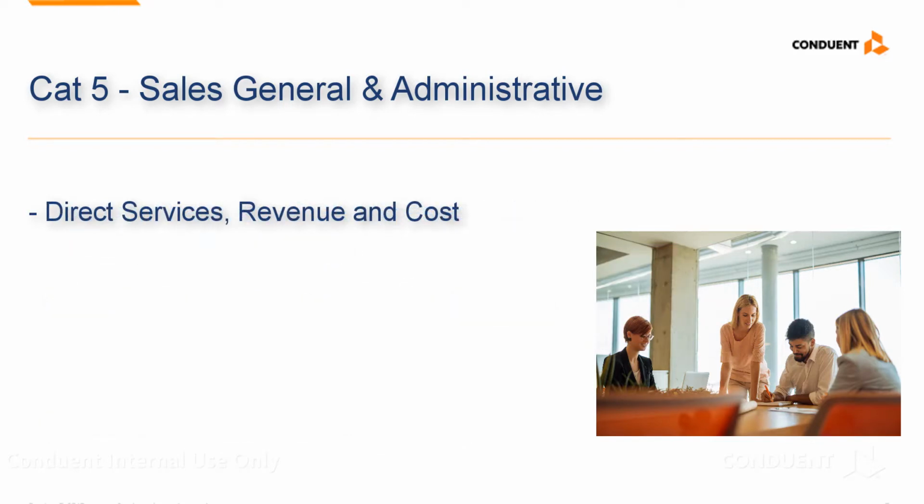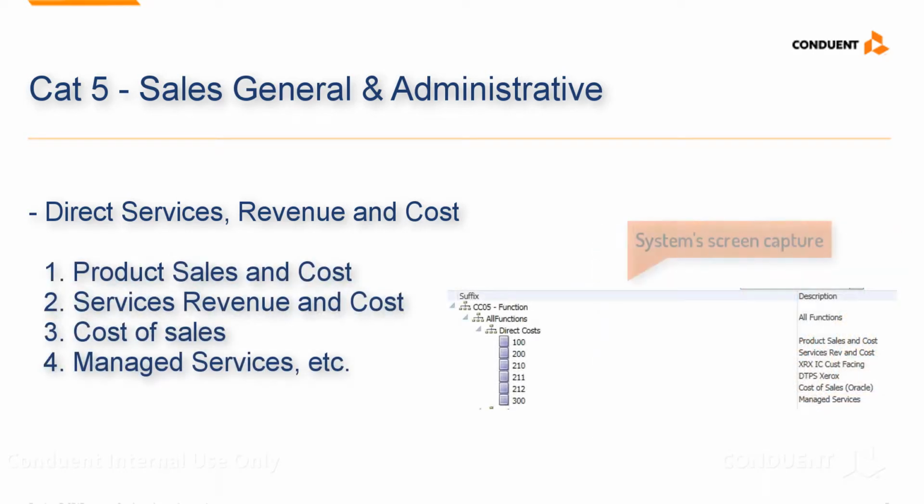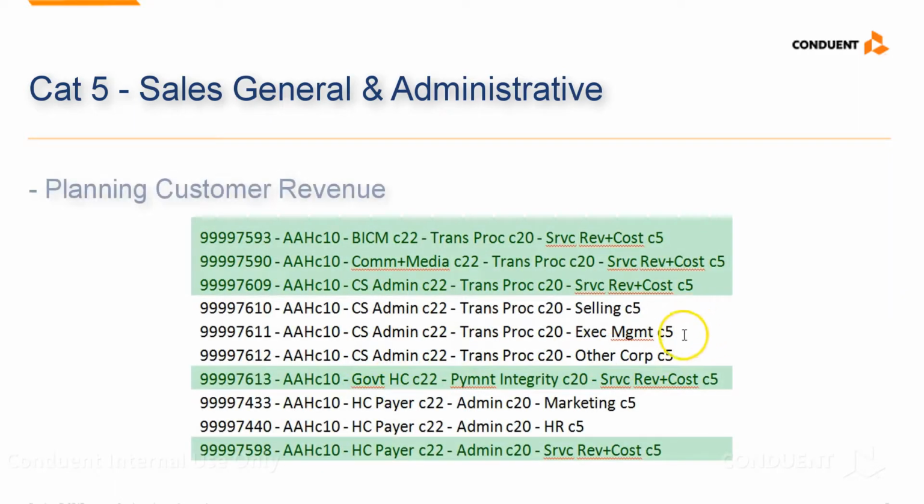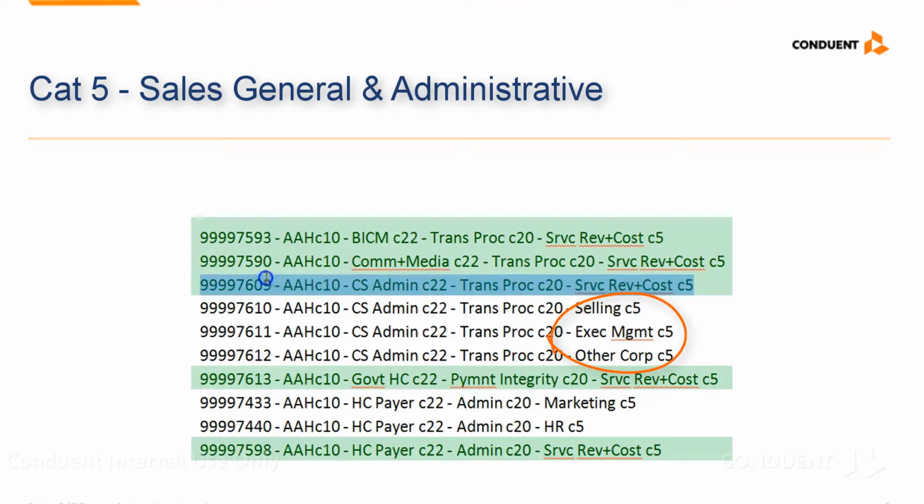For example, one of the 4 groupings in planning is called Direct Services Revenue and Cost. This grouping is actually made up of product sales and cost, services revenue and cost, cost of sales, managed services, and some others. When planning customer revenue, look for Services Revenue and Cost in the CAT 5 section of the Planning Cost Center name. Planning cost centers with other CAT 5 types will be used primarily for planning expenses.